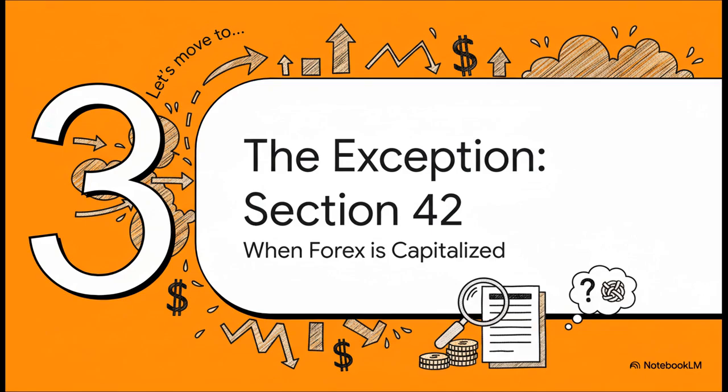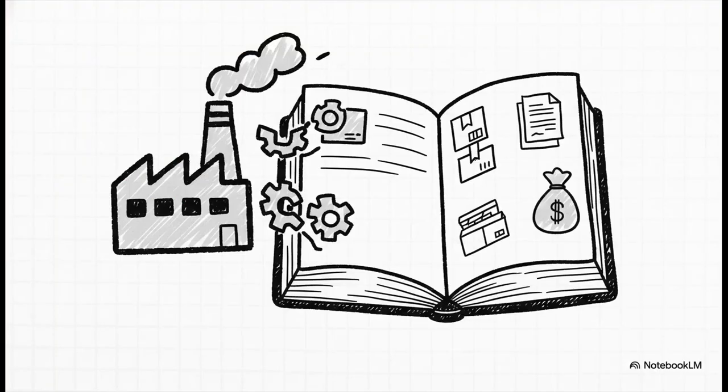And that brings us to the crucial exception that Section 43 hinted at. This is Section 42. And folks, this is where things get interesting. And it's also where a lot of mistakes can happen. So let's break it down. So you might think Section 43 is the whole story, but it's not. When your Forex gain or loss isn't tied to everyday stuff like inventory, but instead it's linked to buying a major long-term asset, what the law calls a capital asset, the rulebook changes entirely.